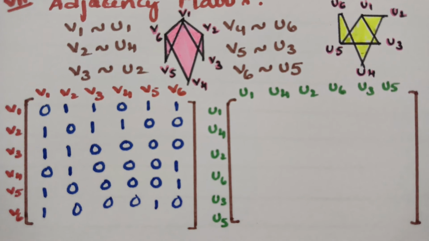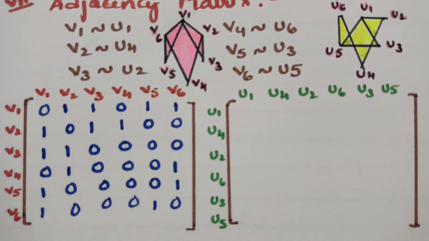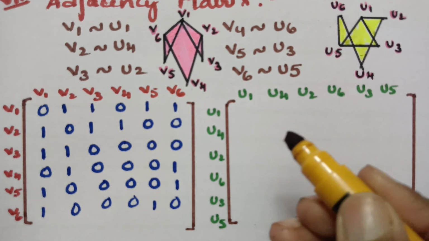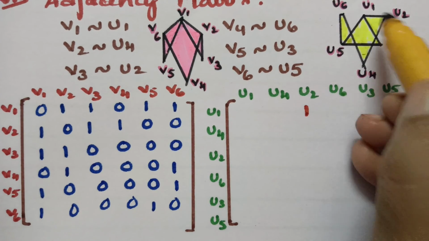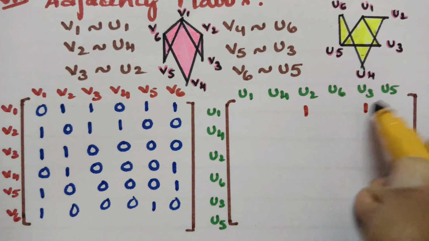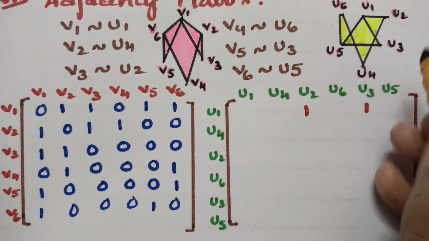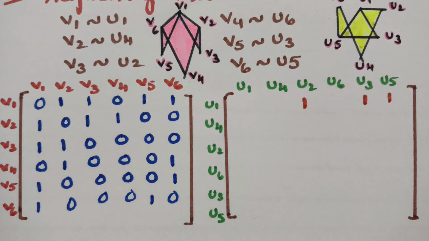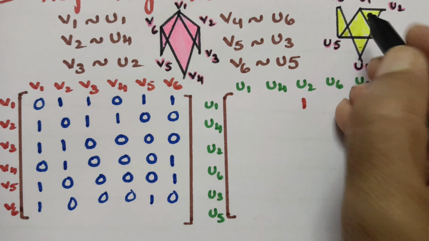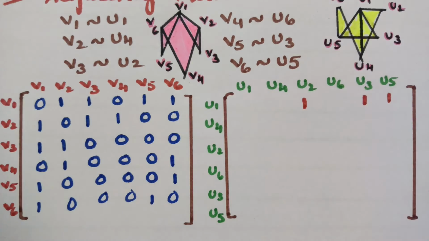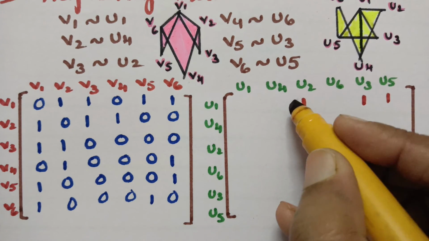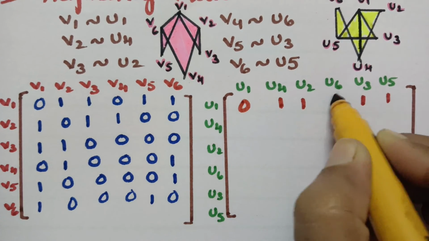Got it? And next one coming to this U1. U1 is having an edge with U2. Where is U2? Here is U2, and it is having an edge with U3. Here is U3, and it is having an edge with U5. And in between also there is an edge here, see here in the figure. So U1 to U4, it is also having an edge with U4. The remaining are all zeros.